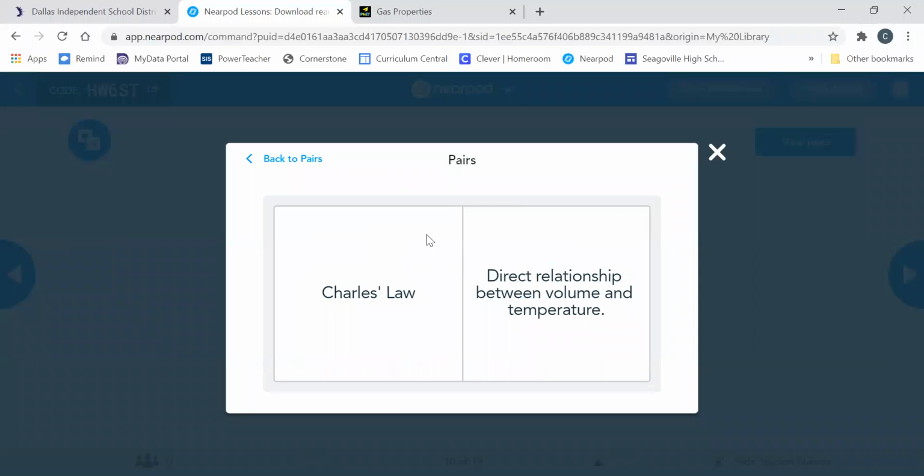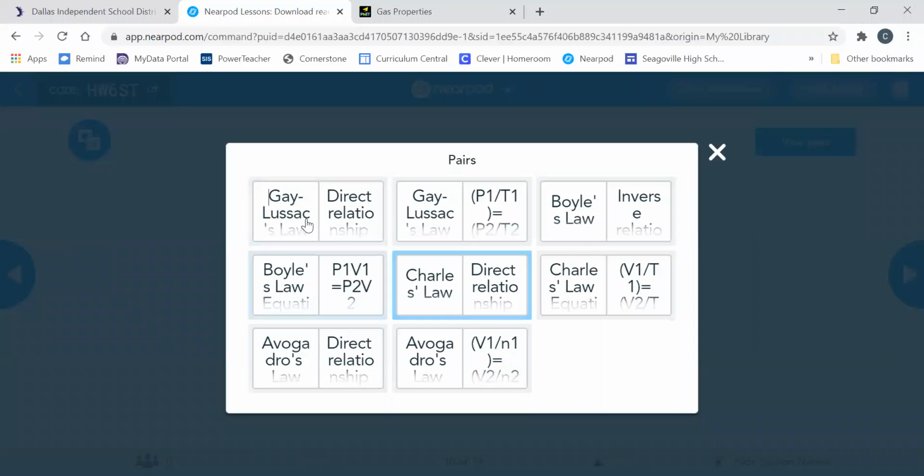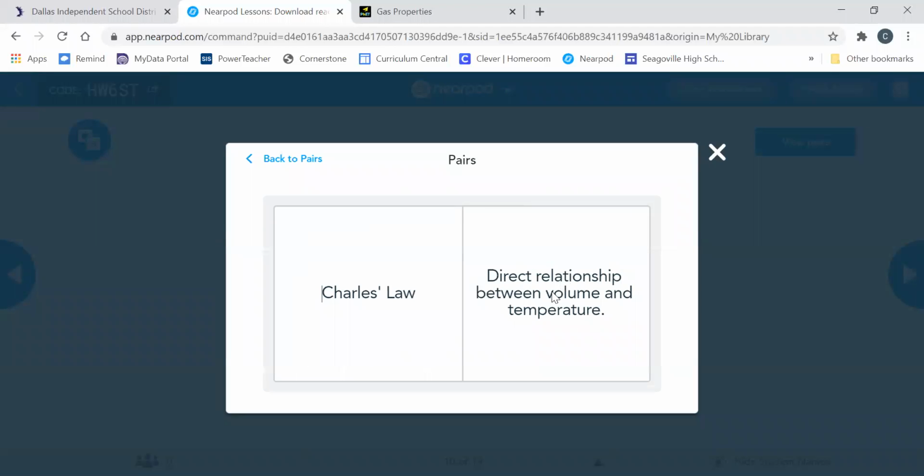And then Charles's law, Gay-Lussac's law, and Avogadro's law are all going to be directly proportional. You need to know what variables they're using, so volume and temperature, or whatever variable they're using. But just know that it's going to be directly proportional, and also know what the graphs look like.